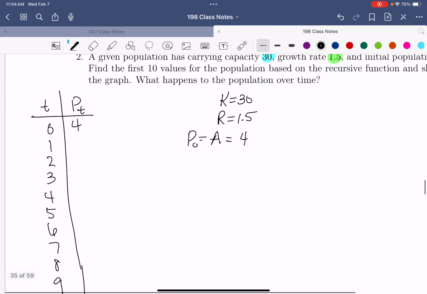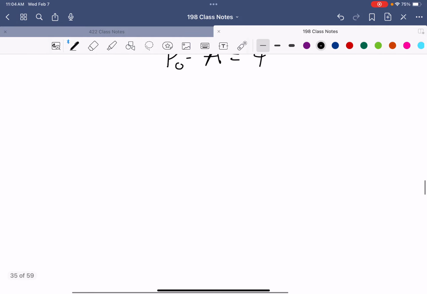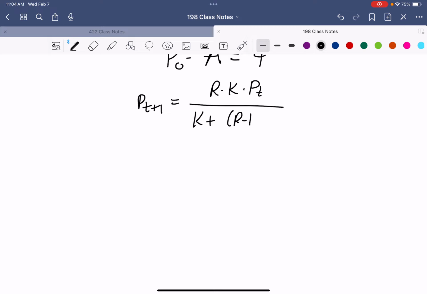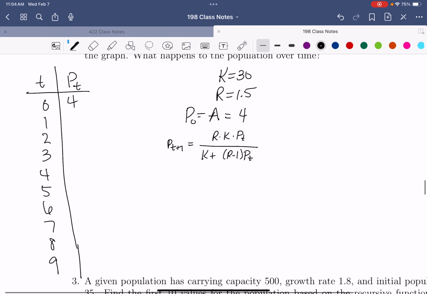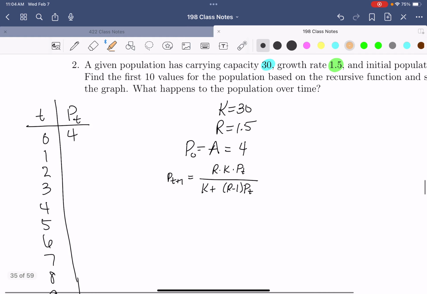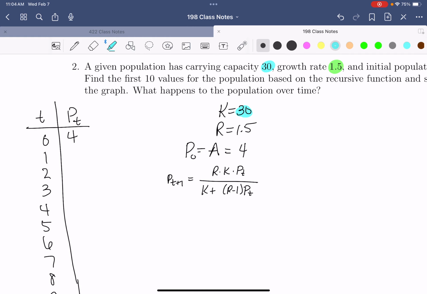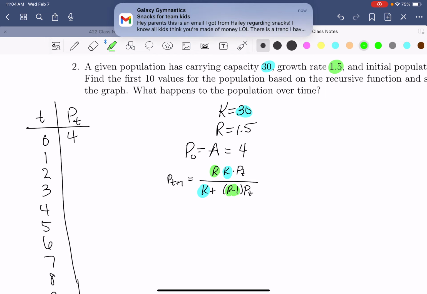So let's start there. So we have p_{t+1} equals r times k times p_t over k plus r minus 1 p_t. Okay. And now we're going to plug in what we know. So we had that k was 30, so we're going to plug 30 in here. Our 1.5 goes in for the r's, and I'm going to subtract 1 there.